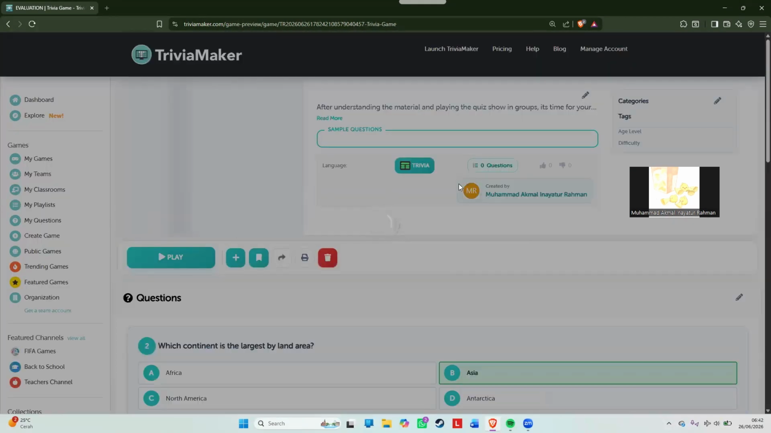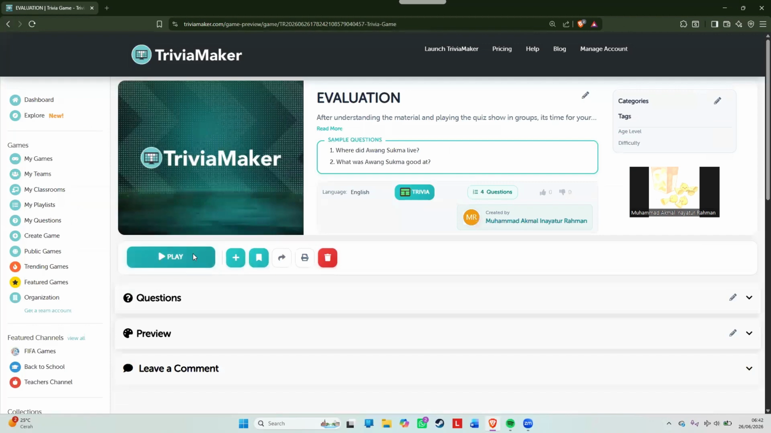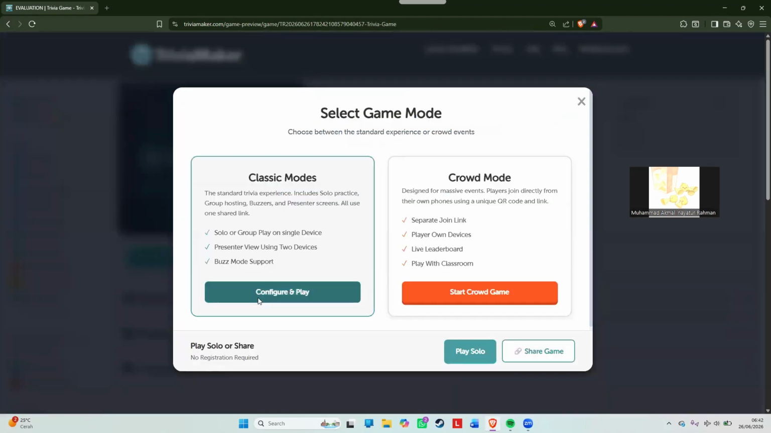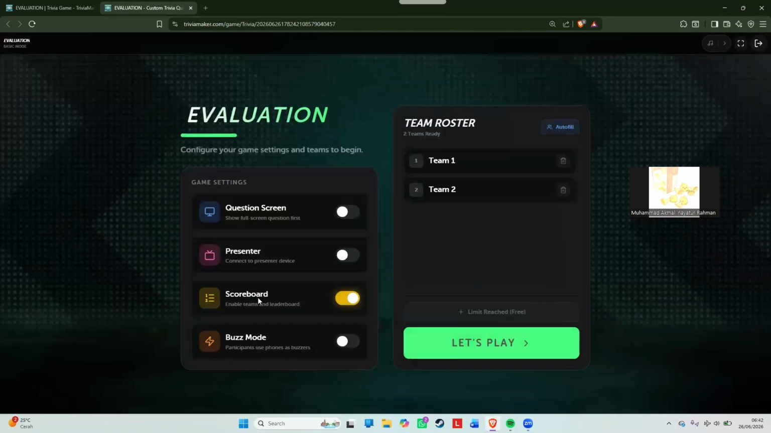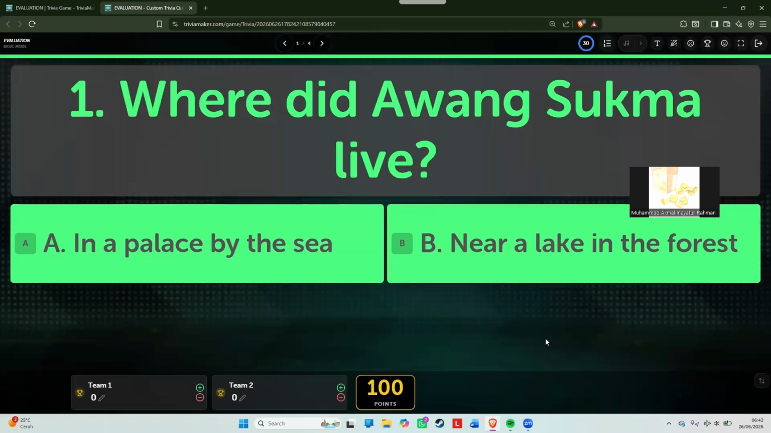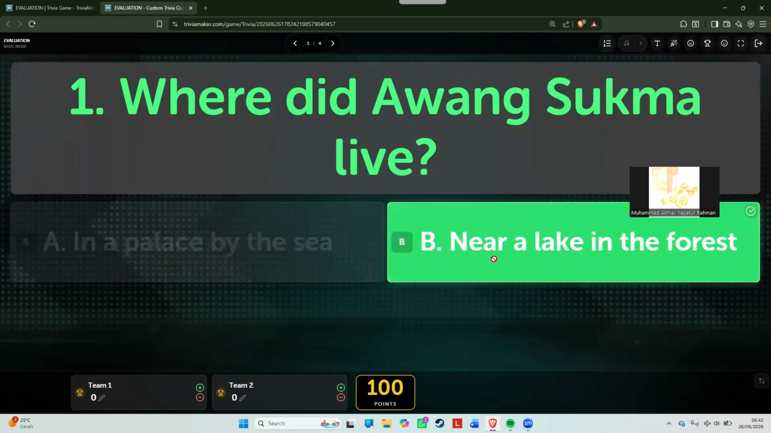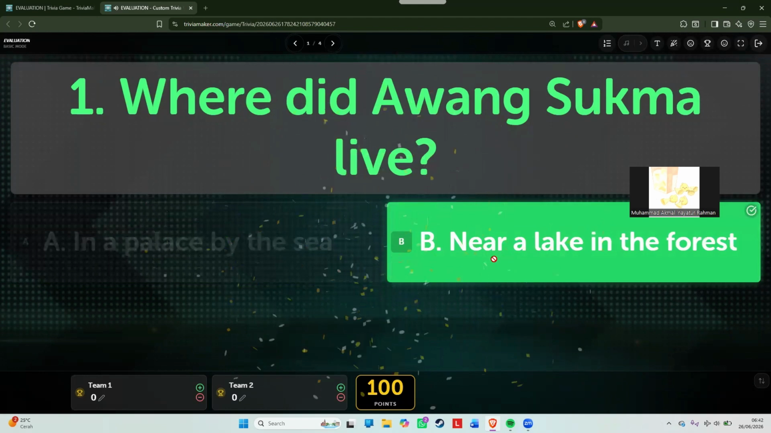Here it is, the trivia. Play the classic mode. Now, for example, I'm gonna do this. Let's do the score too because it's funny. Now, where did Awang Sukma live? Near a lake in the forest. Wow, correct. Next question.